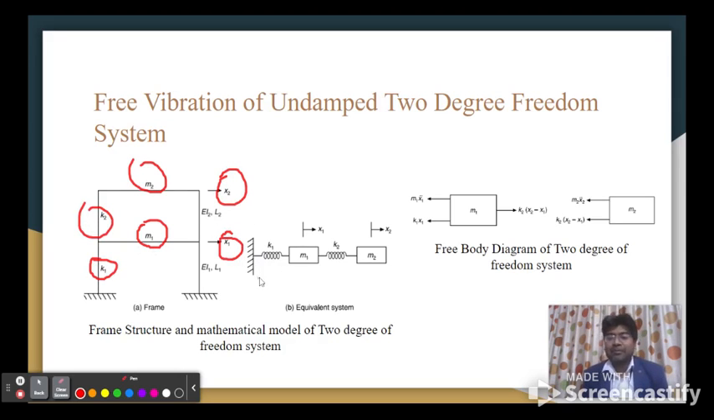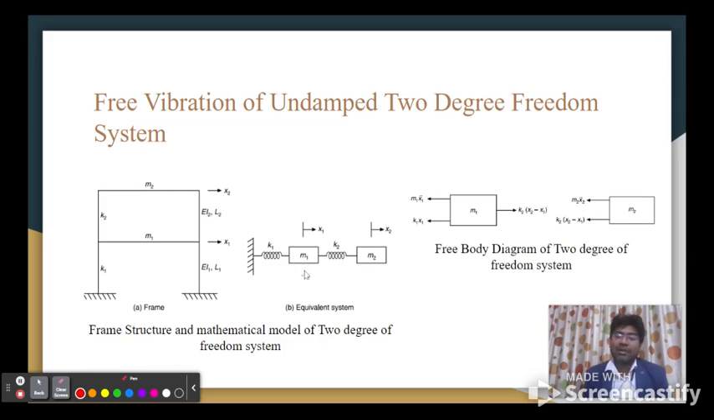So a spring mass system has been formed, that is, a mathematical model in which these are the columns and these are the slab or lumped masses at the floor level. This is for the first floor and this is for the second floor. Now a free body diagram has been made here.